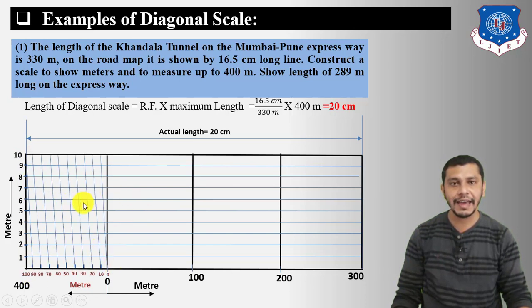Okay, so these are the diagonals of the rectangle. So we will use the diagonal to show 289 meter. Now we have to show 289 meter.